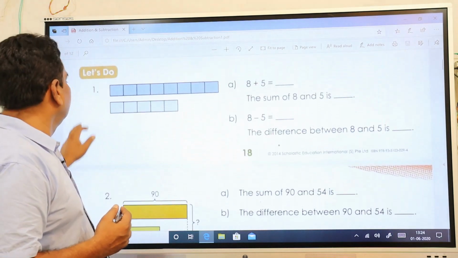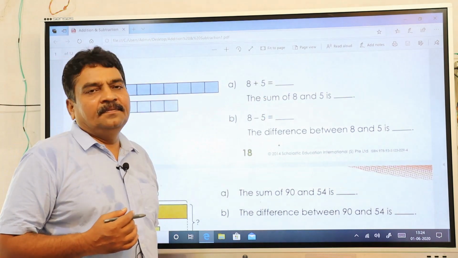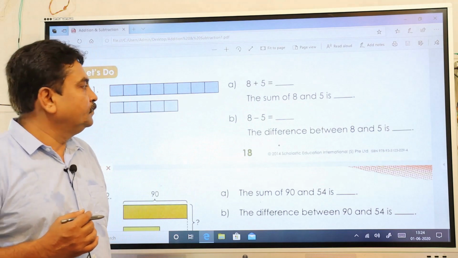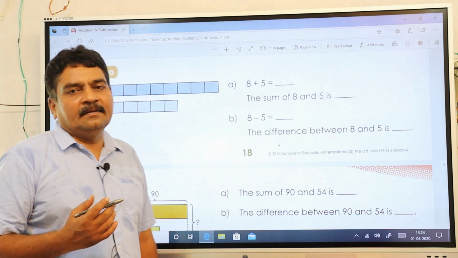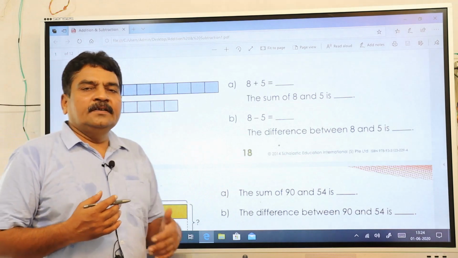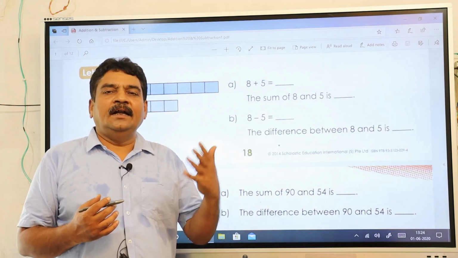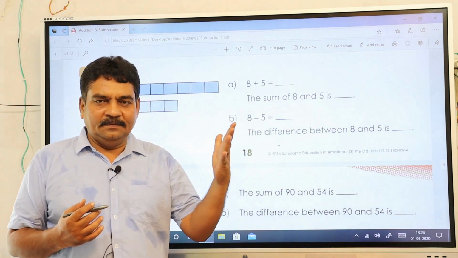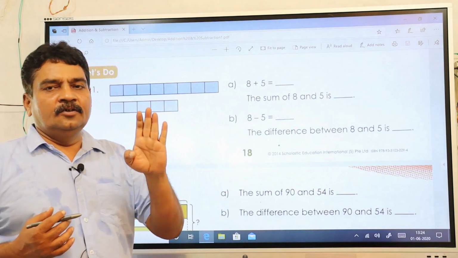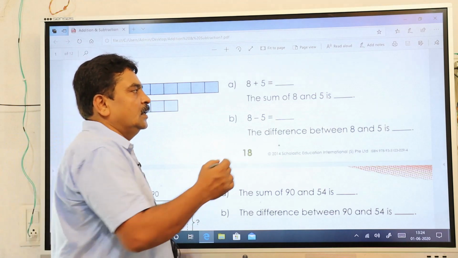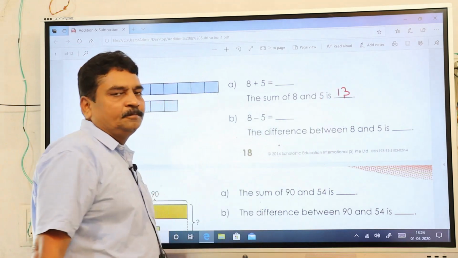Next one, I'll just do it here. You have 8 plus 5. Okay. The sum of 8 and 5. We know what is the bigger number here? 8. Keep that 8 in your mind and start adding 5 to it. Keep the 5 fingers like this. So after 8, 9, 10, 11, 12, 13. So the sum of 8 and 5 is 13.